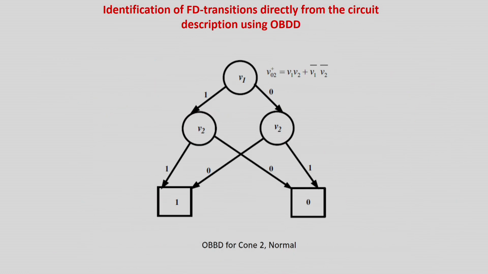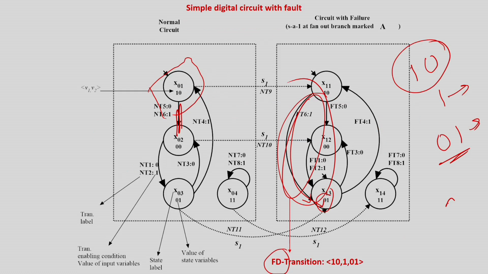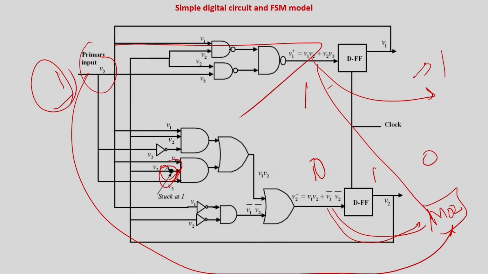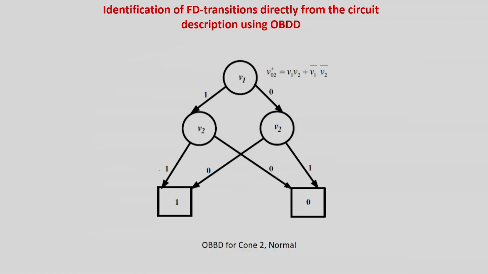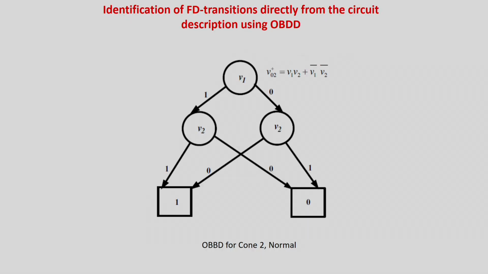Next I take this fault over here, the Boolean representation gets changed and I generate another BDD. This is a homework: you can take this circuit, find the Boolean representation and represent it in a BDD. We have already taught this in detail in the verification part of the course. So this is the cone representation for the fault and this is for the normal.